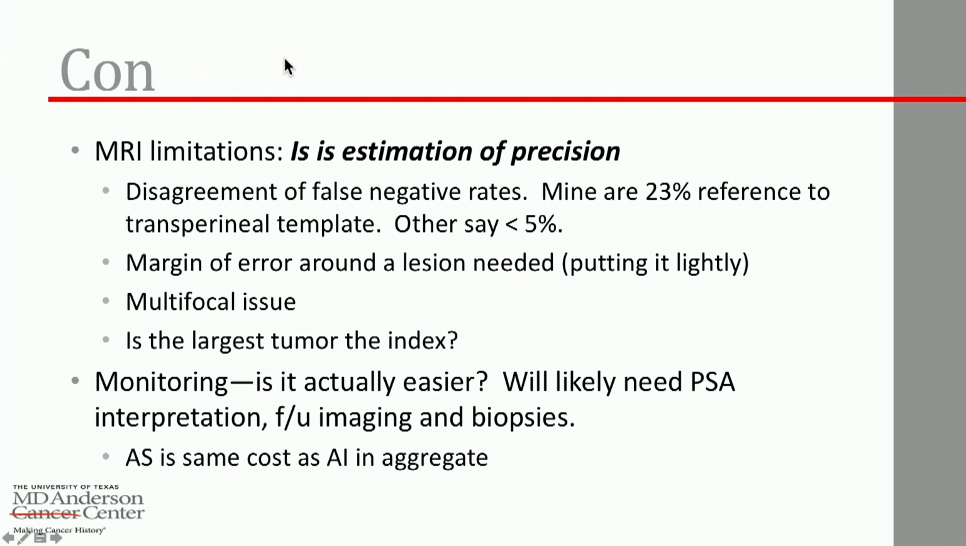Now the con of this is MRI is, I think, still estimation more than precision, and I don't even have to prove that because the last speakers have already shown you the pro and con of MRI, if that's going to be the main way you design and deliver the therapy. There's a lot of disagreement about false negative rates. Mine are about 20 to 23%, in reference to a transperineal biopsy, not a full saturation like Dave does, but we're getting around 30 cores, more like the guy's technique of sampling top to bottom.